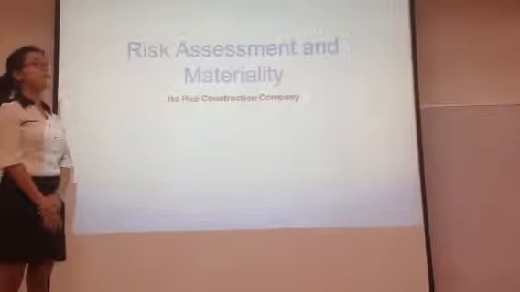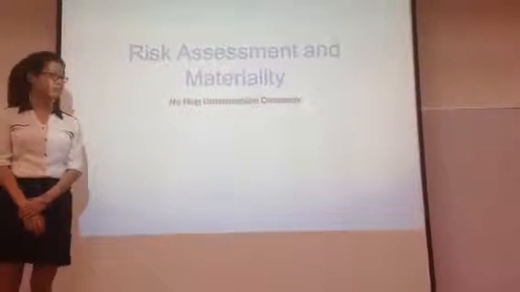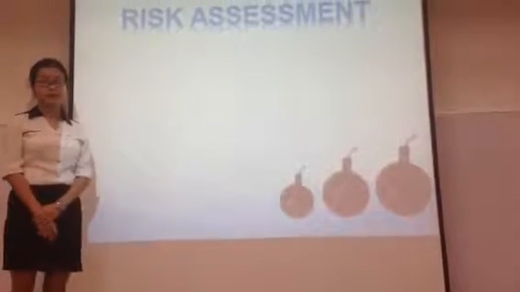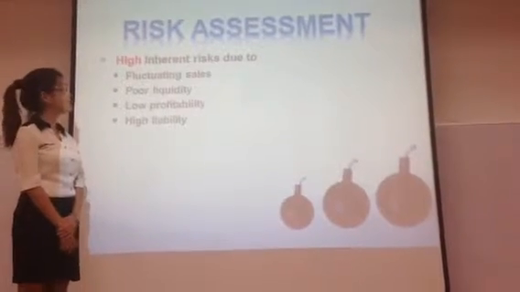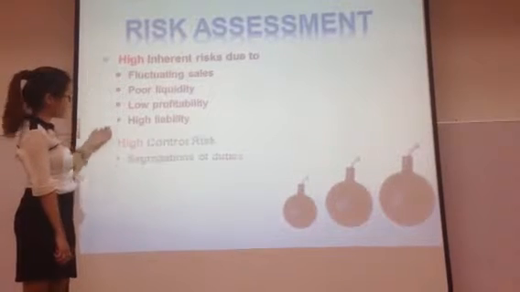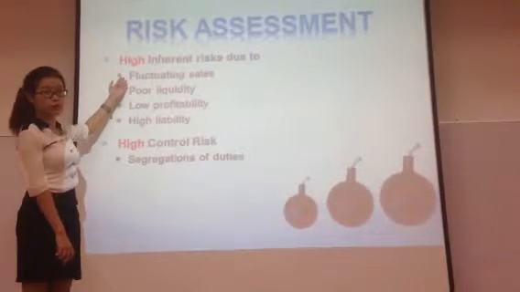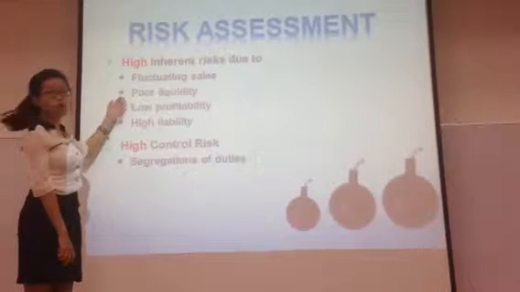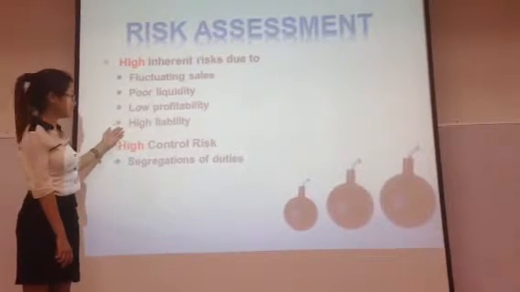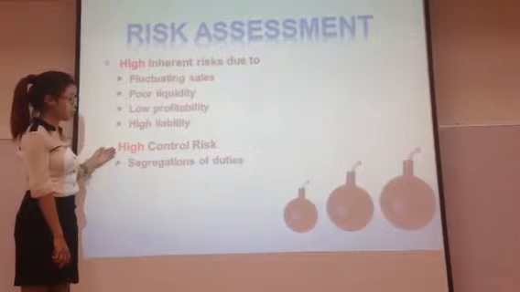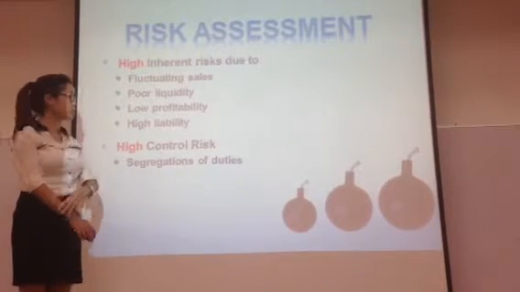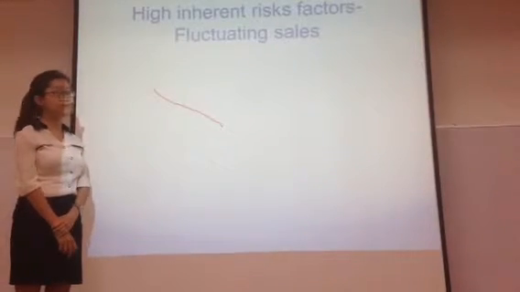Present the risk assessment and materiality for Coal Hub Construction Company. So we speculated that Coal Hub Company has high inherent risk and high control risk. The high inherent risk is mainly due to the fluctuating sales, poor liquidity, low profitability, and high liability. Also, high control risk is mainly due to the segregation of duties.